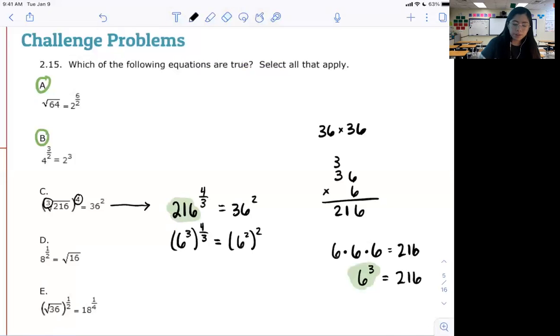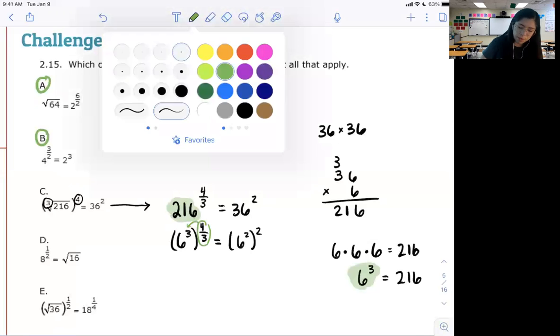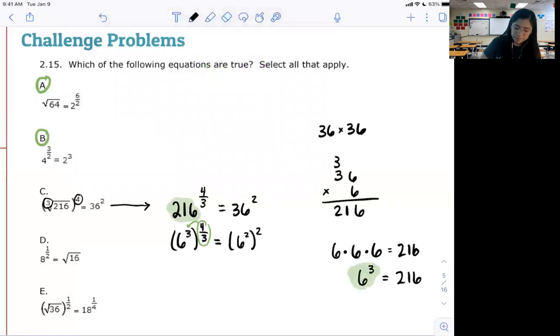Now we're going to see if they match. So I have to multiply the exponents. What's 4 over 3 times 3? 12 over 3. And what's 12 divided by 3? 4. So I got 6 to the power of 4. And then over here, 2 times 2? 4. We got a match. See, this one was much, much more challenging. There was definitely a lot more to work out in this problem.